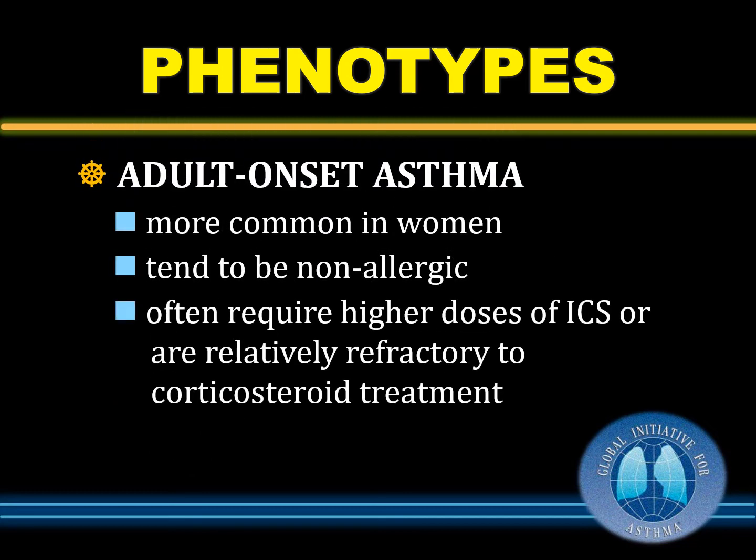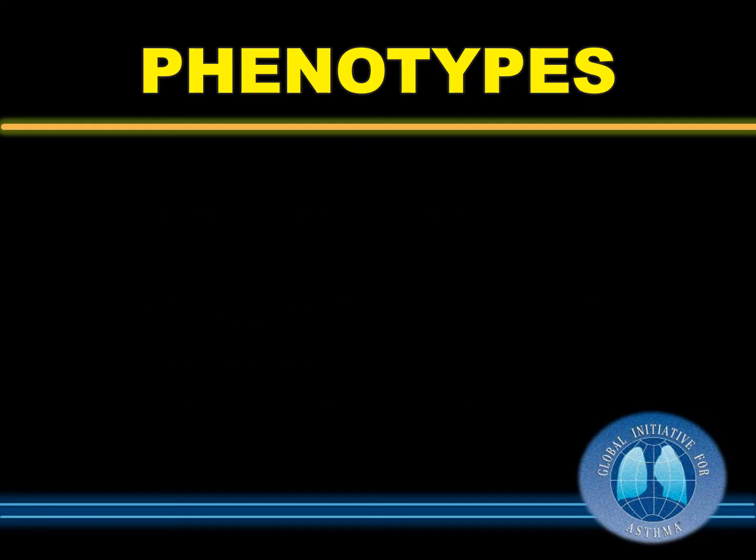The third phenotype is your adult onset asthma. It means that the patient may not have had any asthma during his or her early years, but when they come to an older age, like after menopause for women, they would usually present now with signs and symptoms of asthma. This phenotype is more common in women and tends to be non-allergic in nature. However, they often require higher doses of ICS or are relatively refractory to corticosteroid treatment.